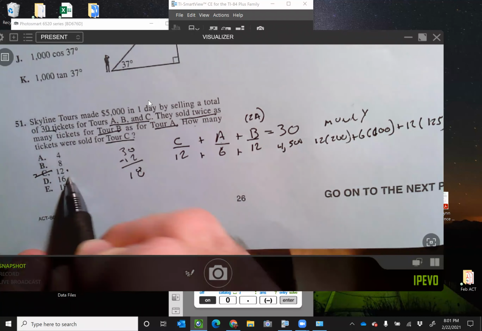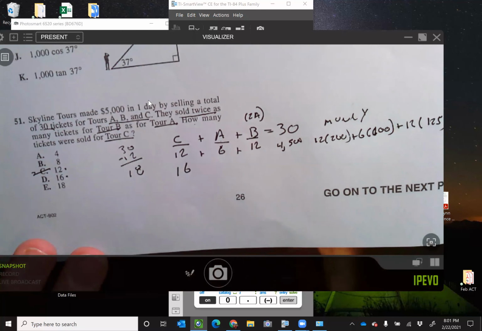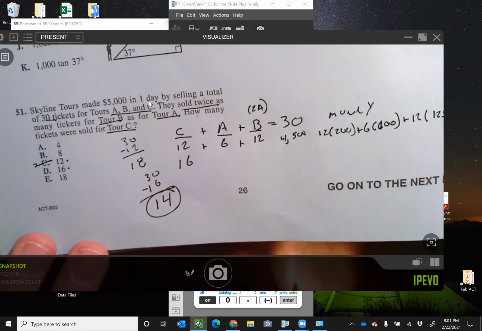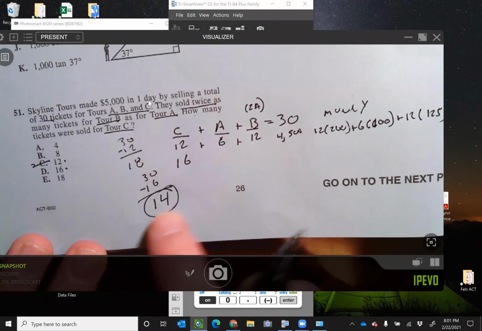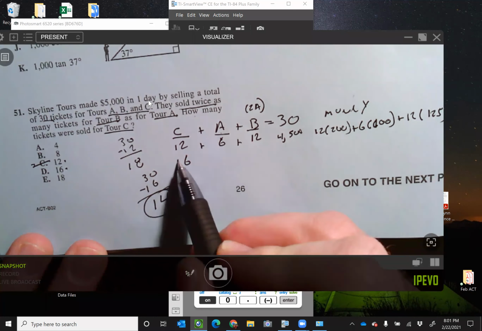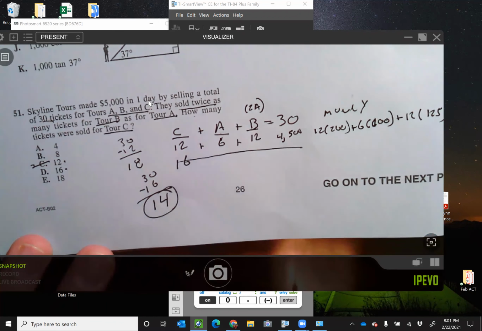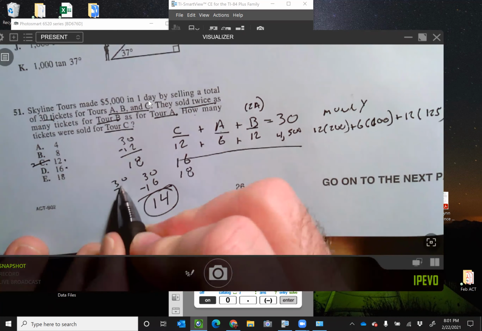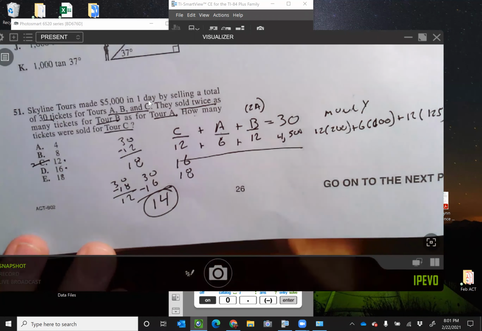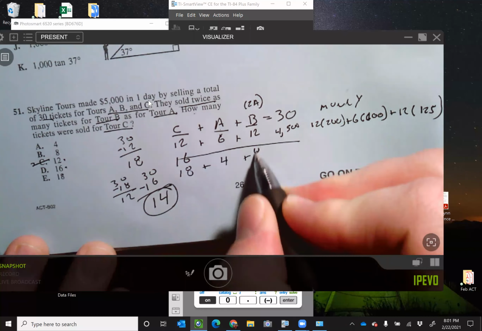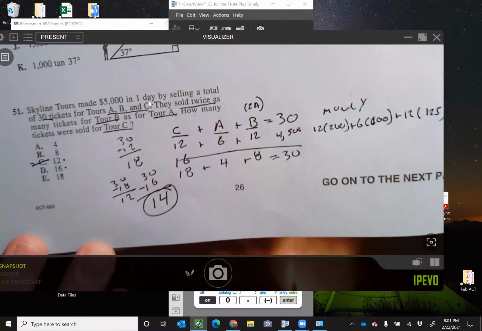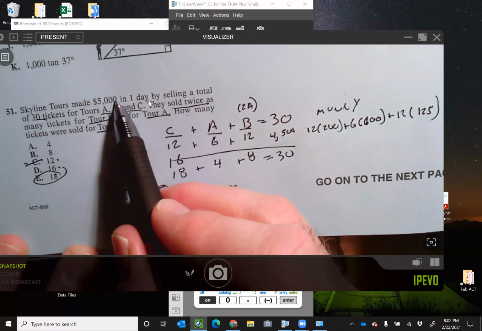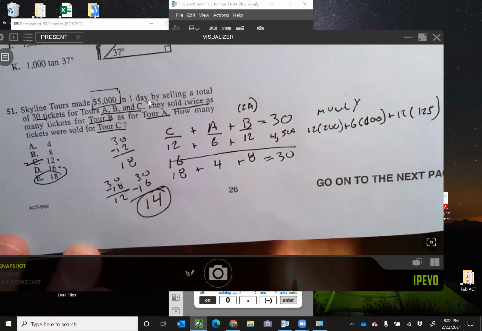Let's try 16 next. So if we did 16 here, well, 30 subtract 16 is 14. This one, there is no way to do this. If I do 16 C's, there's no way to figure out A and B. There's no way for B to be twice as big as A. So let's try 18 next. If C is 18, well, 30 subtract 18 is a 12. And then 12 would be broken up to be 4 and an 8. That way those add up to be 30 like we needed to. And then, you know what? If we do the money, like we said over here, it's going to come out to be $5,000 like it's supposed to. And so our answer would be letter E.